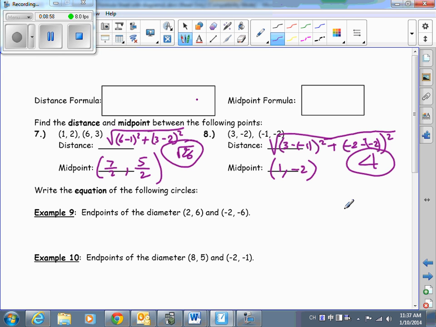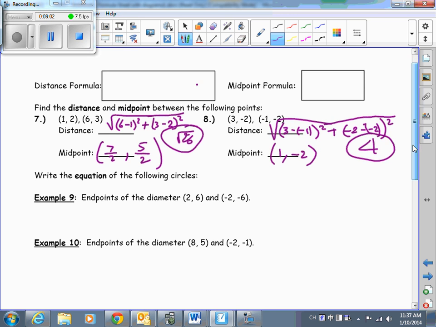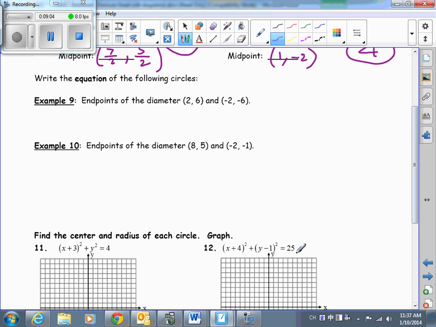We get so far, right? Now, here's how tricky it can be. On example 9, I say, write the equation of the following circle. The endpoints of the diameter are 2, 6, and negative 2, negative 6. What is the first thing you will look for? The midpoint. Why? The midpoint represents the center.